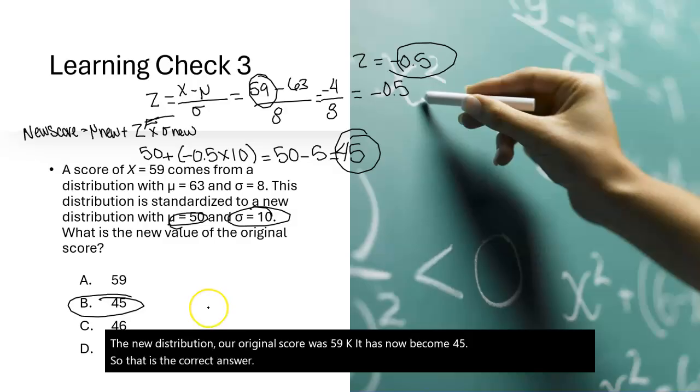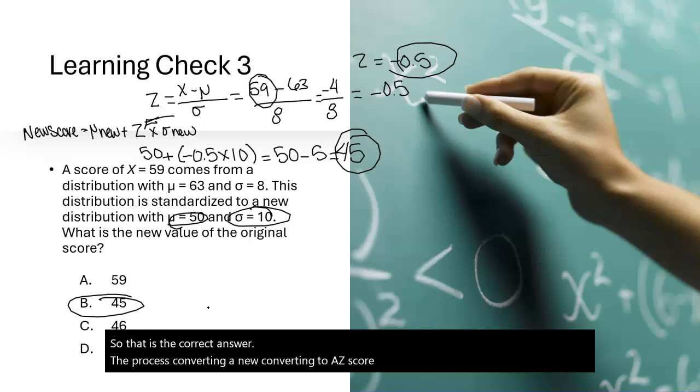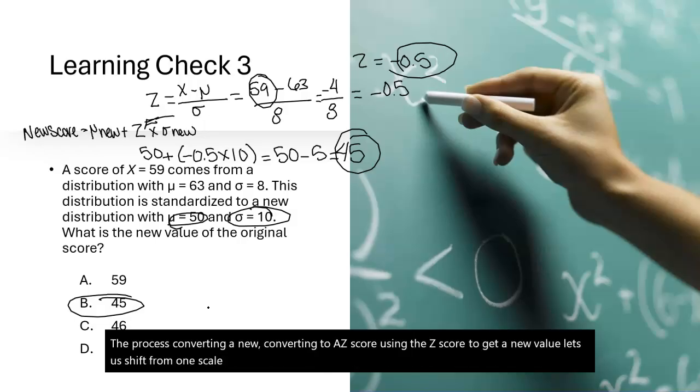The process of converting to a z-score, using the z-score to get a new value, lets us shift from one scale to another while keeping each score's relative position on the distribution.